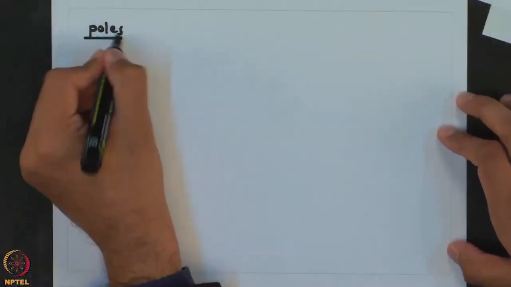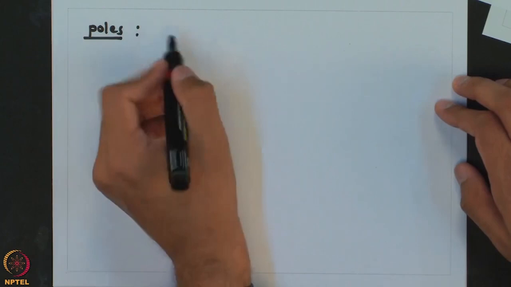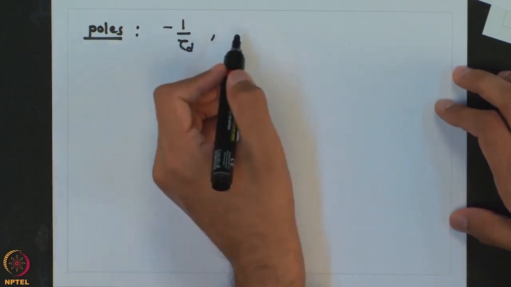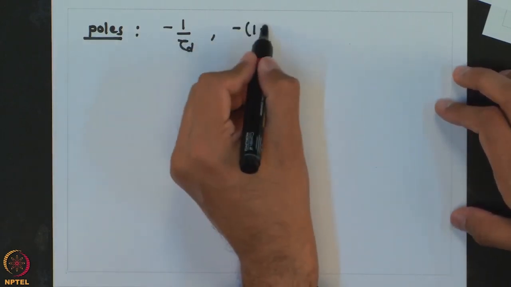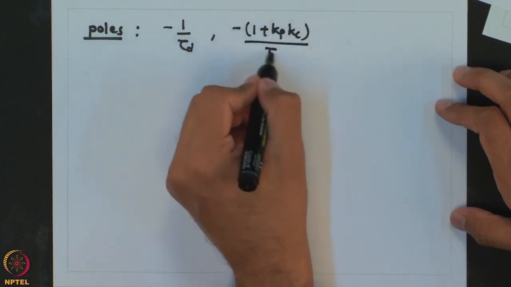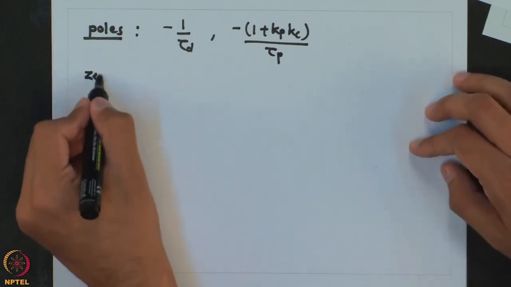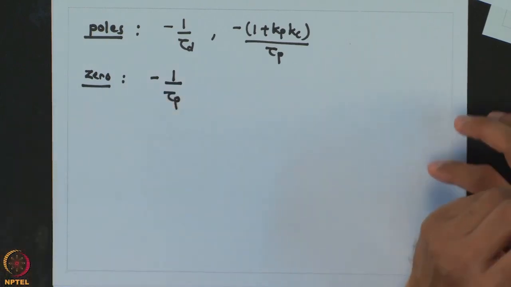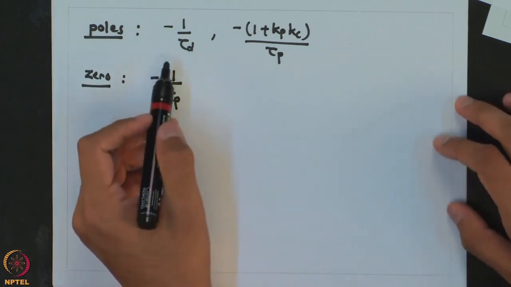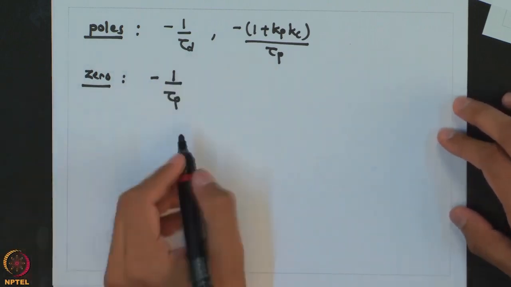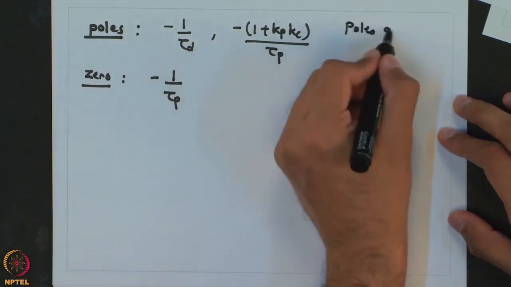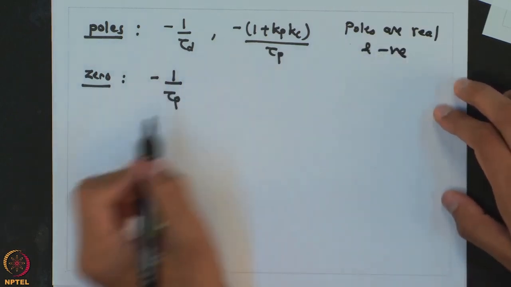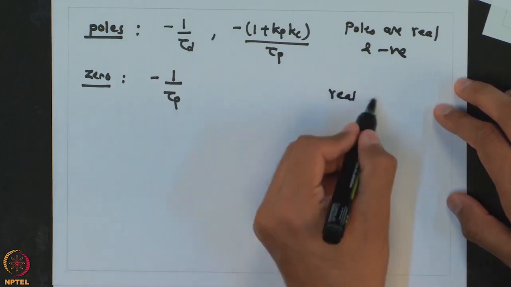So there are two poles of this system. The first pole is minus 1 over tau d, and the second pole is minus (1 plus KPKC) over tau p, and the zero of the process is minus 1 over tau p. So for this particular system you can note that all the poles are real and negative, and the zero is real and negative.